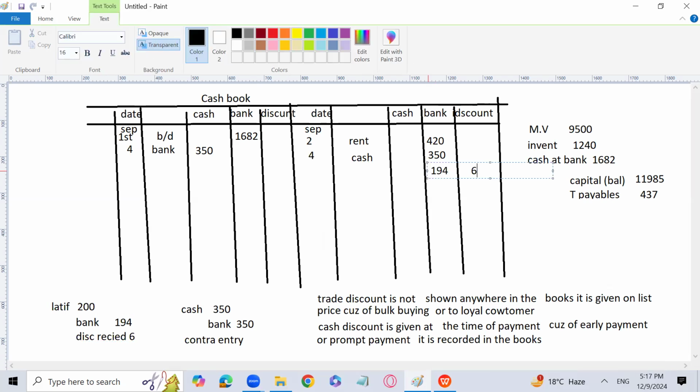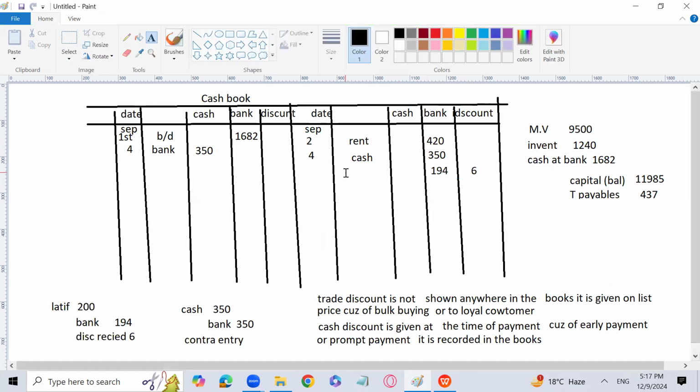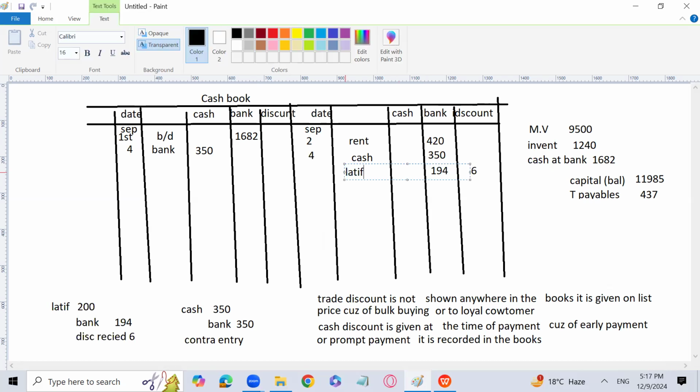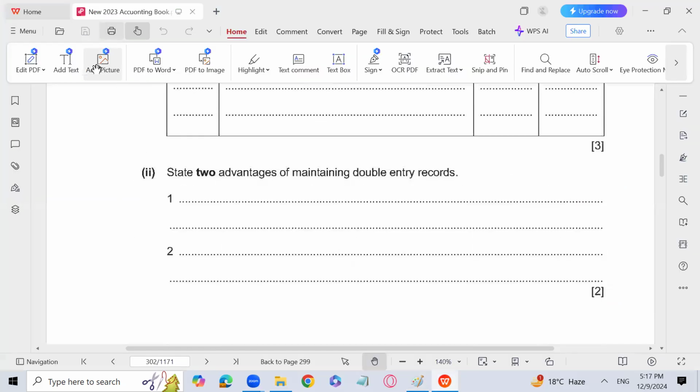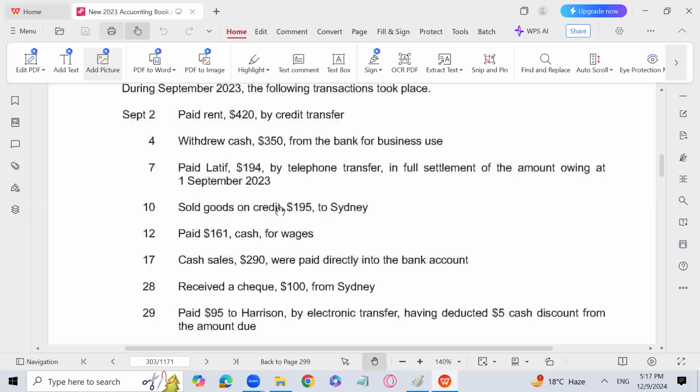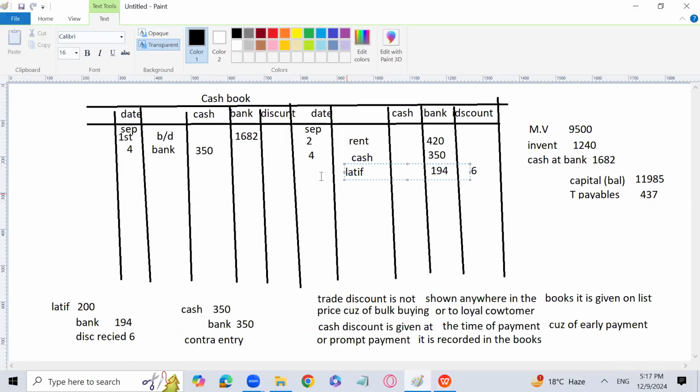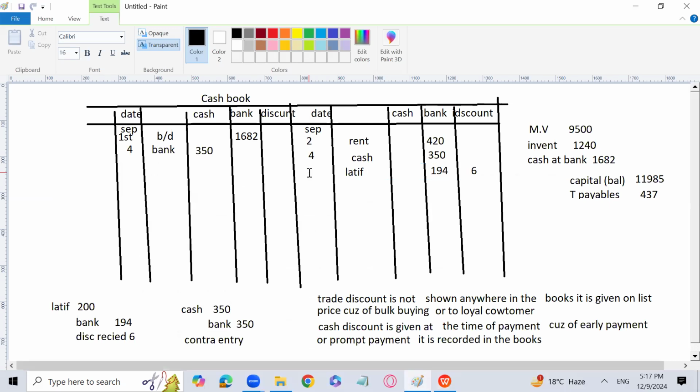Discount received is credited by 6. And the name of Latif will come on the opposite side. The date of payment to Latif is the 7th. So we have paid 194 out of 200 on the 7th.